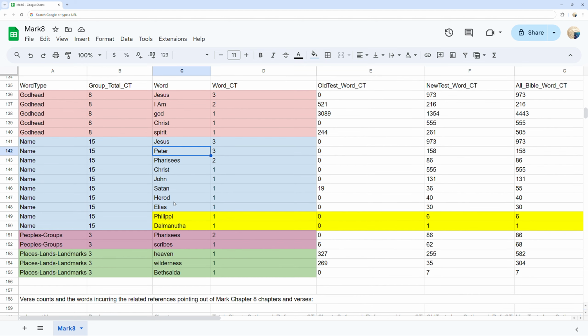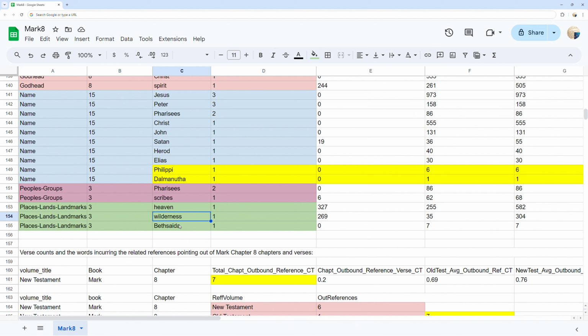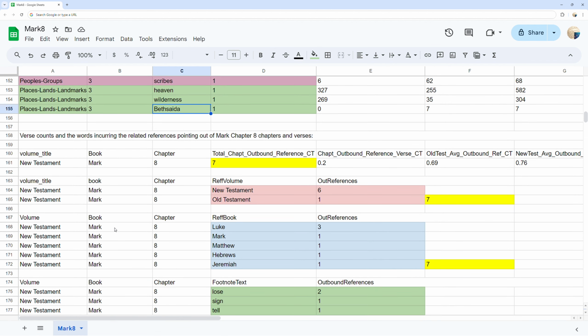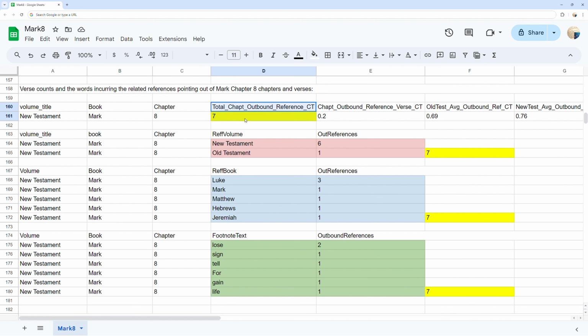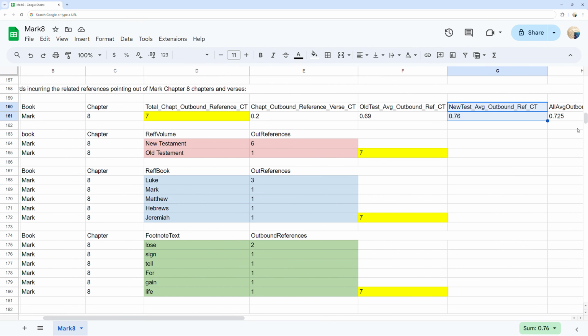Verse counts and the words incurring the related references pointing out of Mark chapter 8 chapters and verses. You can see in yellow the total outbound references pointing out of Mark chapter 8 at 7 references, as well as the counts per each verse in Mark chapter 8 and the average outbound reference per verse at 0.2 per verse, and see the per verse rates for the Old Testament, New Testament, and both to the right for comparison.